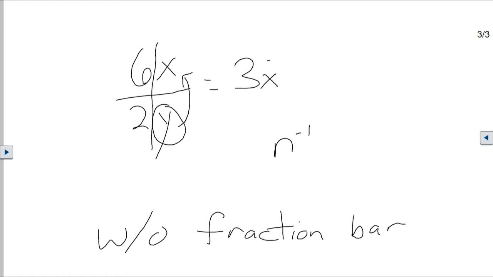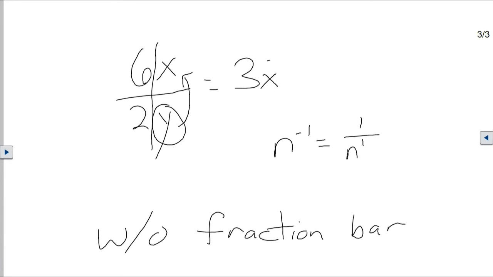Well, we learned that if we have a negative exponent, I can make that positive by putting it in the denominator, right? N to the negative first is equal to 1 over n to the positive first. Well, I can also do that the other way. If I have an exponent in the denominator, I can move that out of the denominator by making the exponent negative, right?